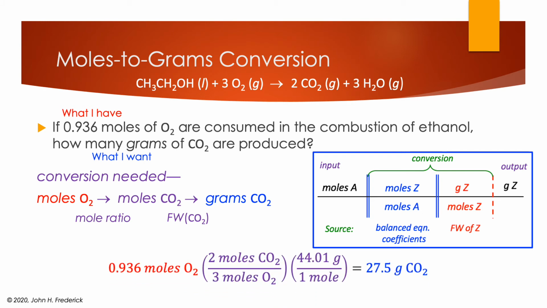I'm starting with 0.936 moles of O2. The mole ratio from the balanced chemical equation is 2 moles of CO2, that's the coefficient in the equation, divided by 3 moles of O2. 3 is the coefficient for oxygen. Then I have to multiply by the formula weight for the carbon dioxide, which is 44.01 grams per 1 mole of carbon dioxide. And if I do all of this multiplication and division, I would end up with 27.5 grams of carbon dioxide.